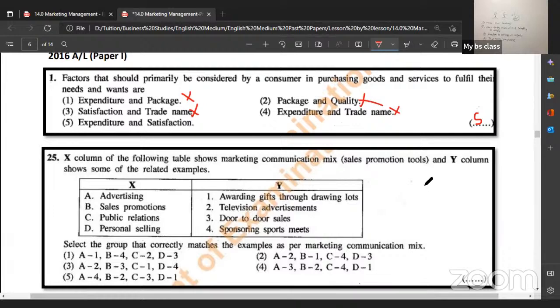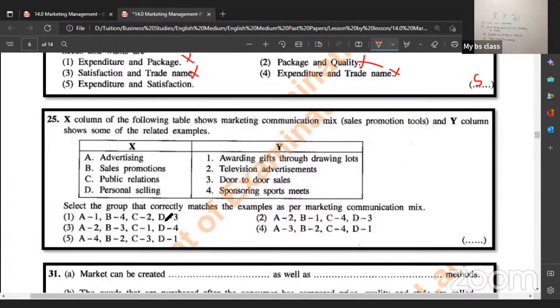Now let's check this out. Question number 25. Now advertising. So example for advertising, if you could just pick one figure, then you can quietly eliminate some of the answers. Now the advertising is that somewhere you say television, television advertising. So A for 2 should be there, right? So something 2 or 3.